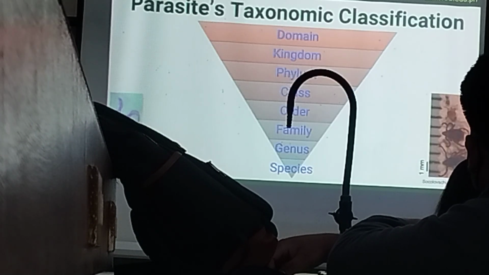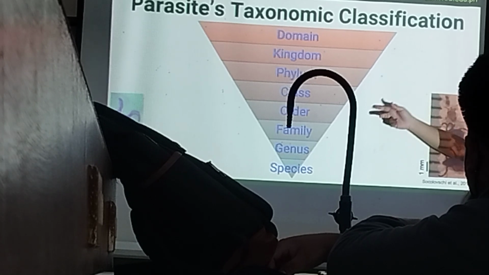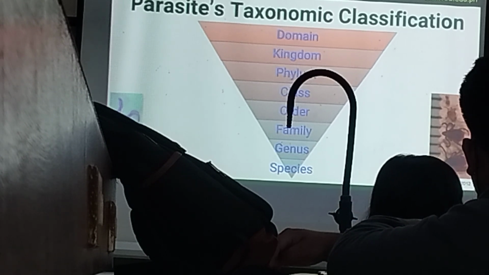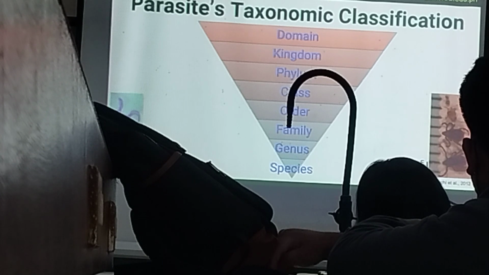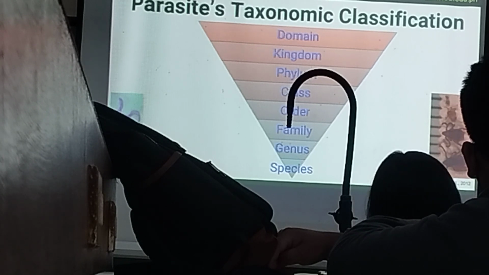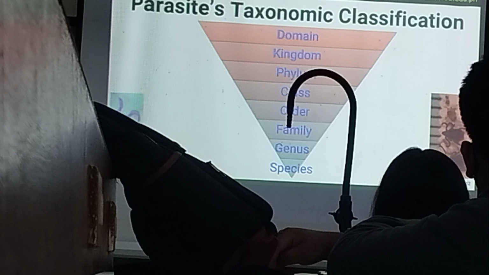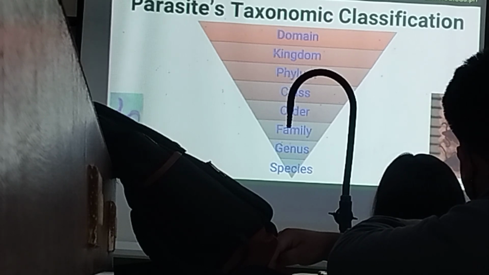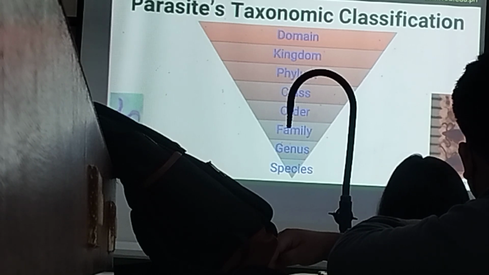So going back to the taxonomic classification of parasites. In parasites, we can also classify them based on taxonomy, starting from domain, then kingdom, phylum, class, order, family, genus, and species. So for humans, how do you define the domain of human? What is the domain of human? More of domain Eukaryota, kingdom Animalia, then phylum. What is the phylum? Chordata, the chordates.